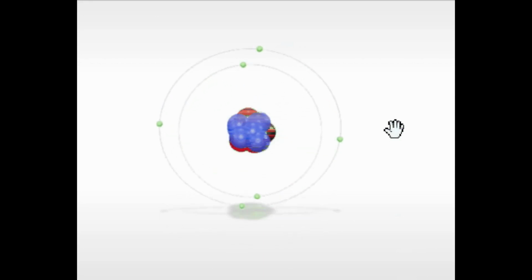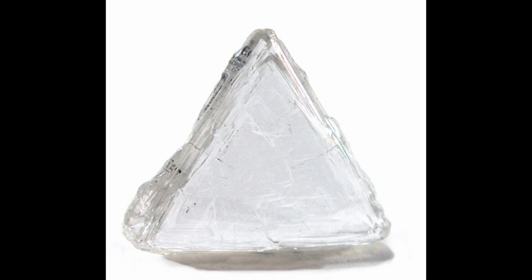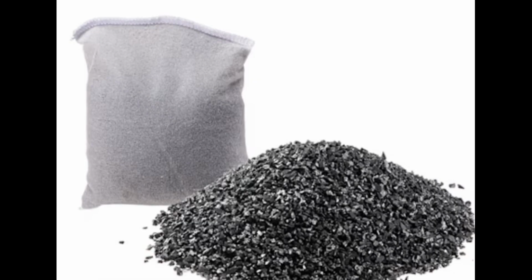Applications and uses. Graphite, used in pencils, lubricants, batteries, and as a moderator in nuclear reactors. Diamond, used in jewelry, cutting tools, and industrial applications requiring hardness and durability. Fullerenes and carbon nanotubes, used in nanotechnology, electronics, and materials science. Activated carbon, used in water purification, air filters, gas masks, and chemical purification processes.